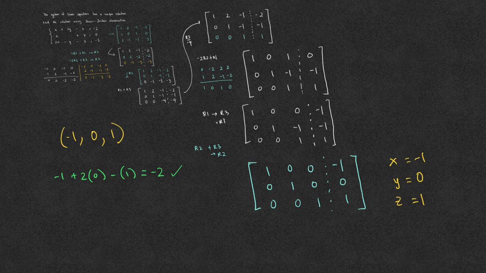The second equation is x plus z. -1 plus 1 is 0, checks out. The third equation is 2 times x minus y minus z. This is -2 minus 1, which is -3. So the third equation checks out as well. The solution is x equals -1, y equals 0, and z equals 1.